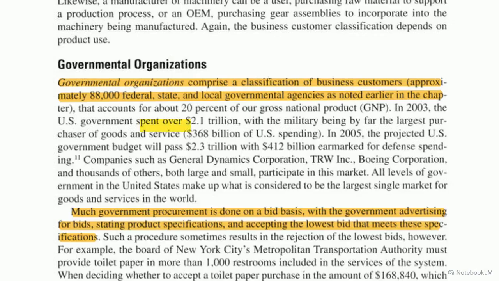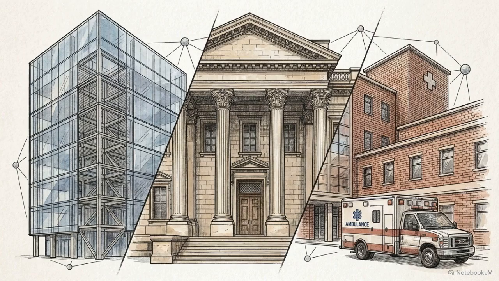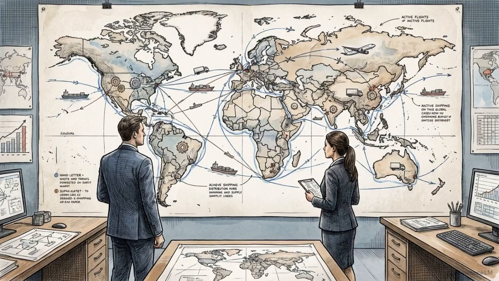Beyond commercial firms, governmental organizations represent a $2.1 trillion market. Procurement here is done on a bid basis, where the government specifies exact requirements and typically accepts the lowest bid that meets those standards. Properly identifying the type of organizational customer and the category of the good is the first step in designing a functional pricing and distribution strategy.